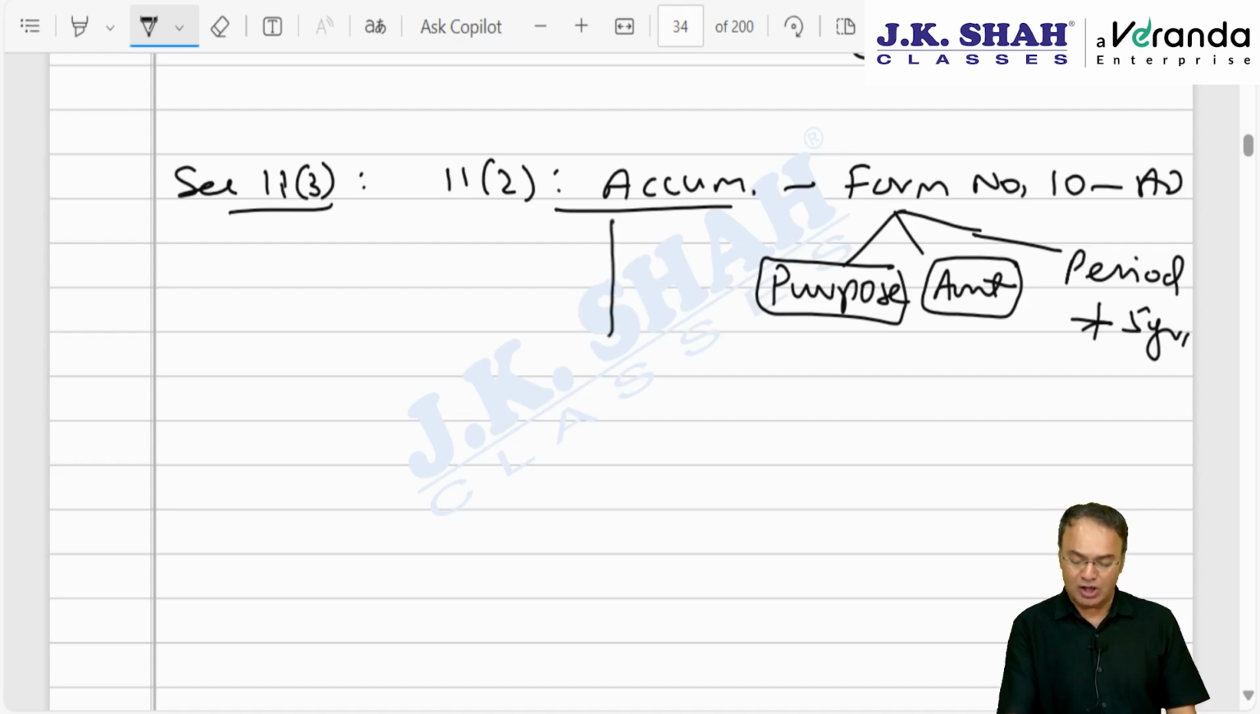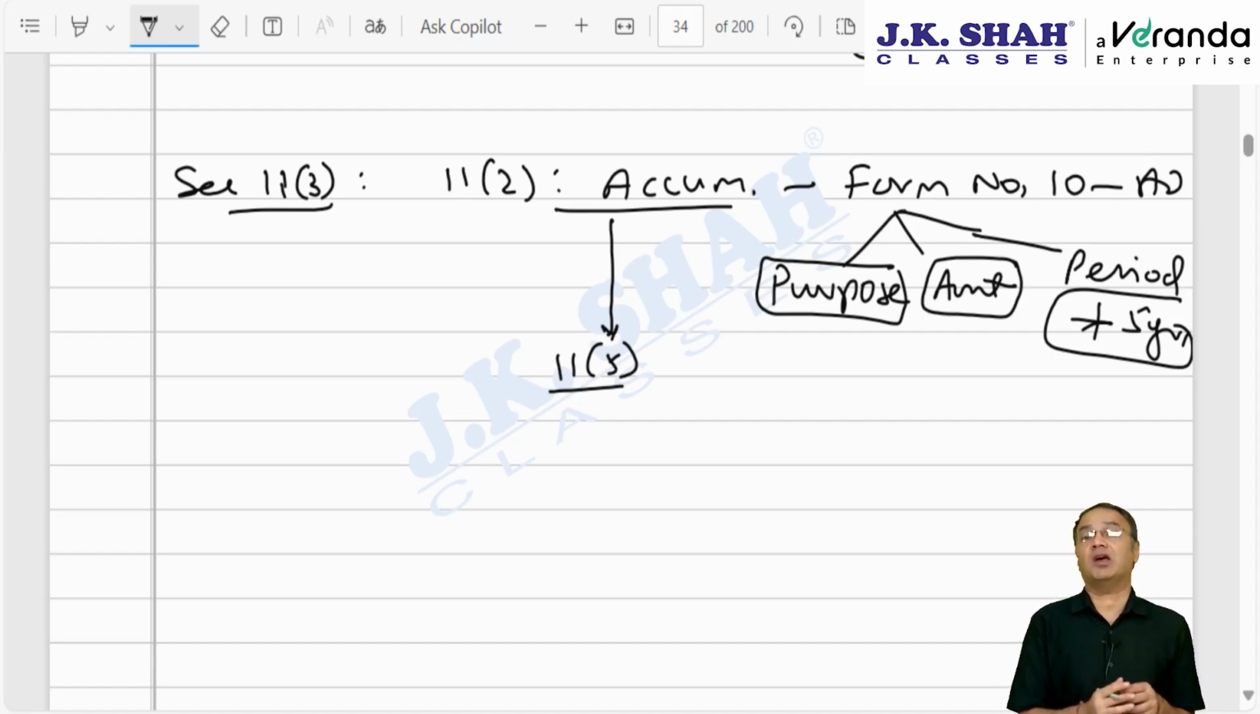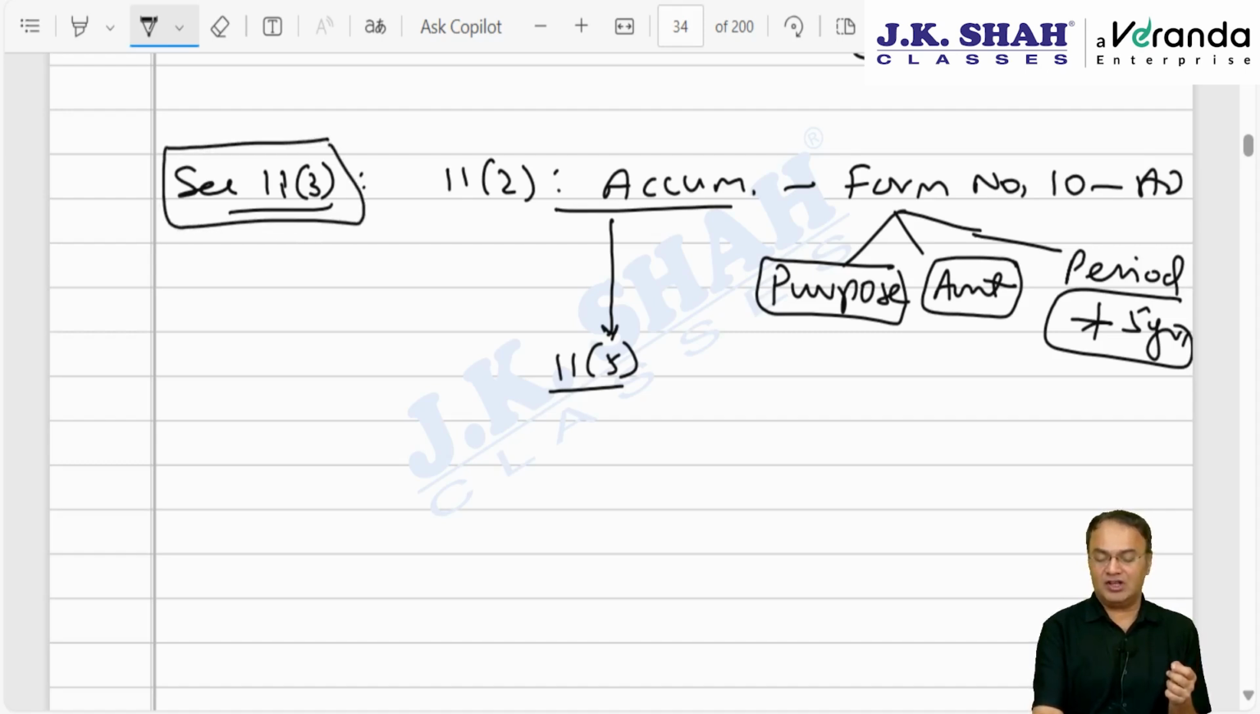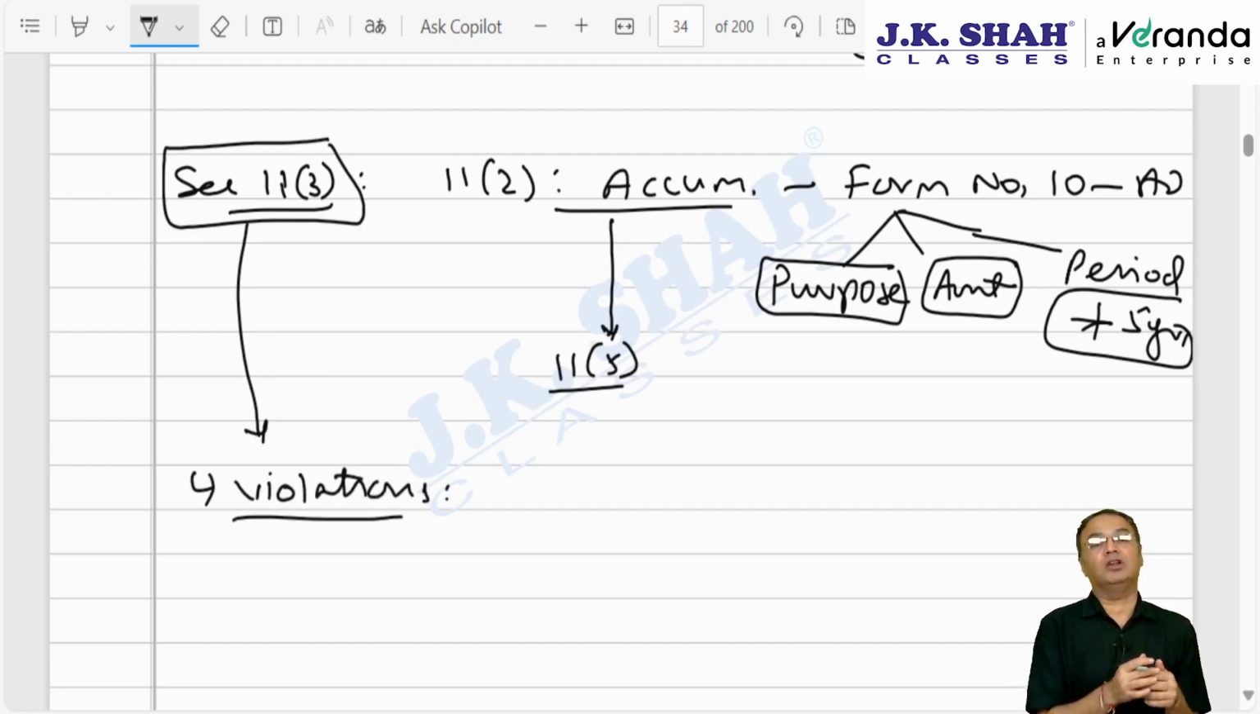Okay, now the accumulated amount, till the time it is spent, has to be invested in specified modes of investment as specified. 14 modes are specified. In part 1 we discussed 11(5). 14 modes are specified, read with rule 17C. Okay, and then what to do? So answer, now as per 11 subsection 3, if there is a violation of any of the conditions, 4 types of violations possible, and if any of the following 4 happens, then the income will be taxable, the amount involved will be taxable at 30% flat rate under 115BBI.